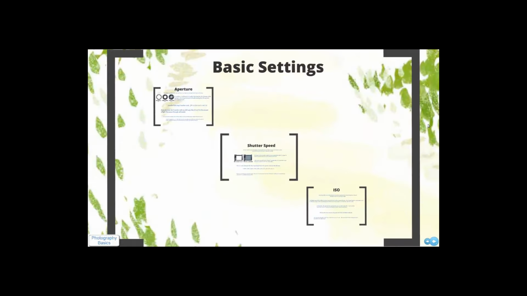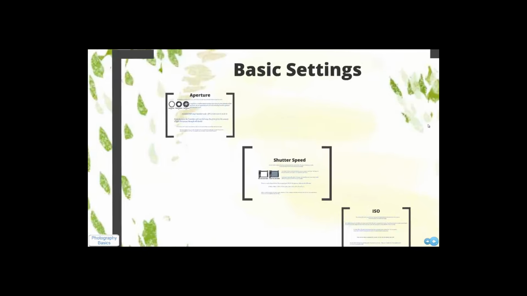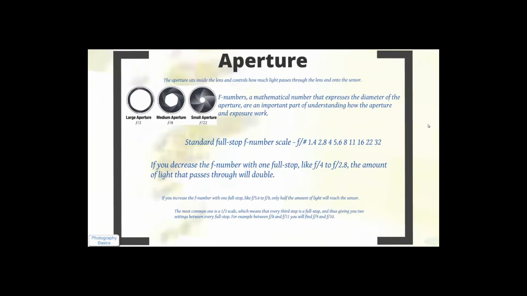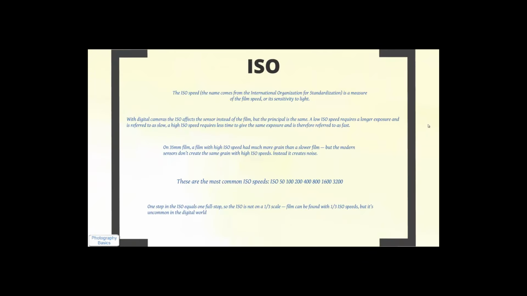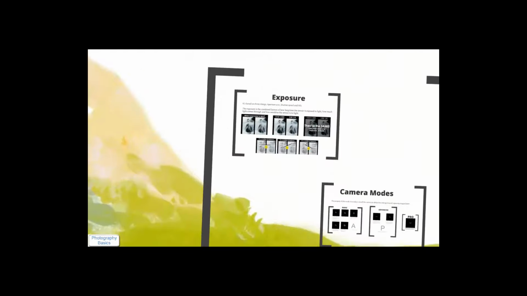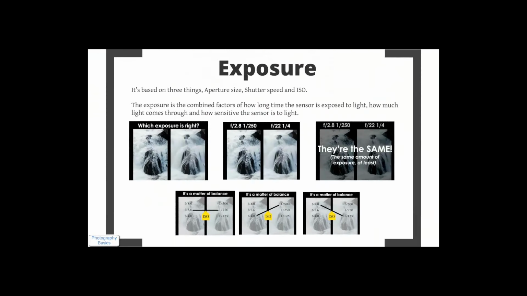By now we have completed understanding the three major parameters or variables: aperture, shutter speed and ISO. These three parameters mainly affect the exposure of any image taken. Now let us study exposure. What do you mean by exposure? The exposure is a combination factor of how long the sensor is exposed to light, how much light comes through and how sensitive the sensor is to the light.